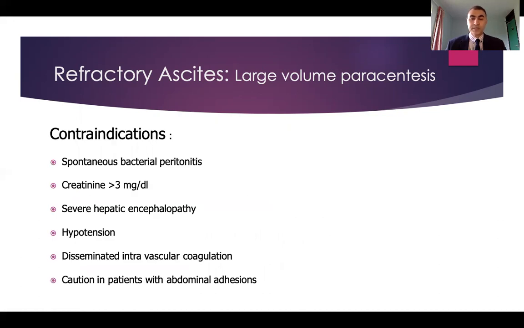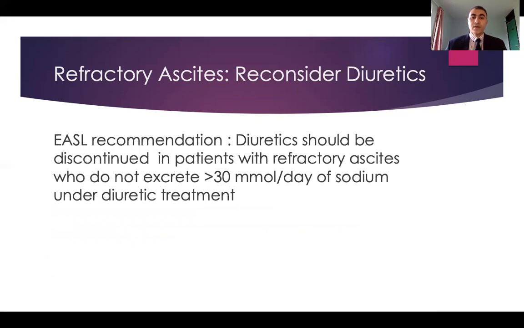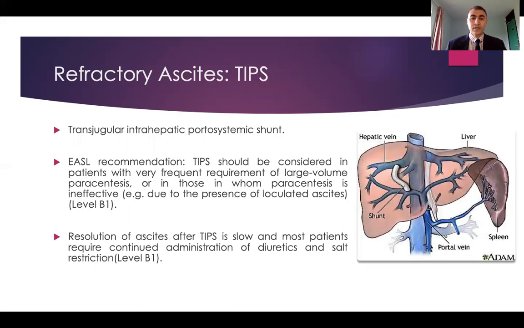Contraindications are spontaneous bacterial peritonitis, creatinine more than 3, severe hepatic encephalopathy, hypotension, DIC, or a patient with abdominal adhesions. For the AASLD guidelines, if the urinary sodium is more than 30, you can start diuretics cautiously. However, if it is less than 30, it is contraindicated to start diuretics again.